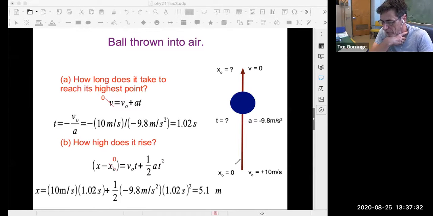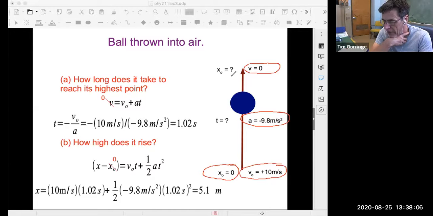So I'm going to say that the object was released from ground level down here. So the initial position is 0. And the object was released with a speed of 10 meters per second. We were told that. I know at the highest point the speed is momentarily 0, because it's neither going up nor down at that point. And I know that the acceleration is the acceleration of gravity, downwards, minus 9.8 meters per second squared.